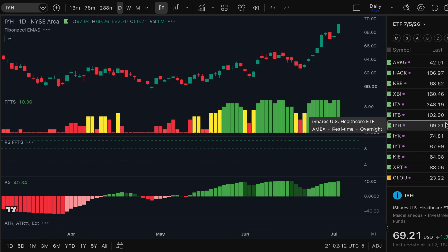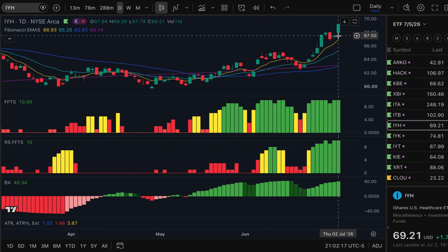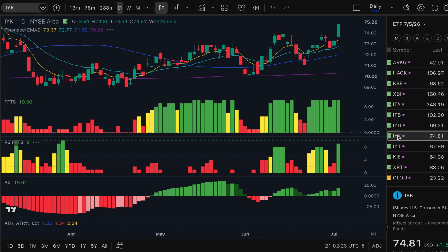IYH, this is just a general healthcare ETF, breaking out on Thursday even further. IYK, this is consumer staples. When we looked at XLP, we didn't have the relative strength there, but this ETF, IYK, we do have good relative strength, and we have this breakout day on Thursday, so this is one to watch.